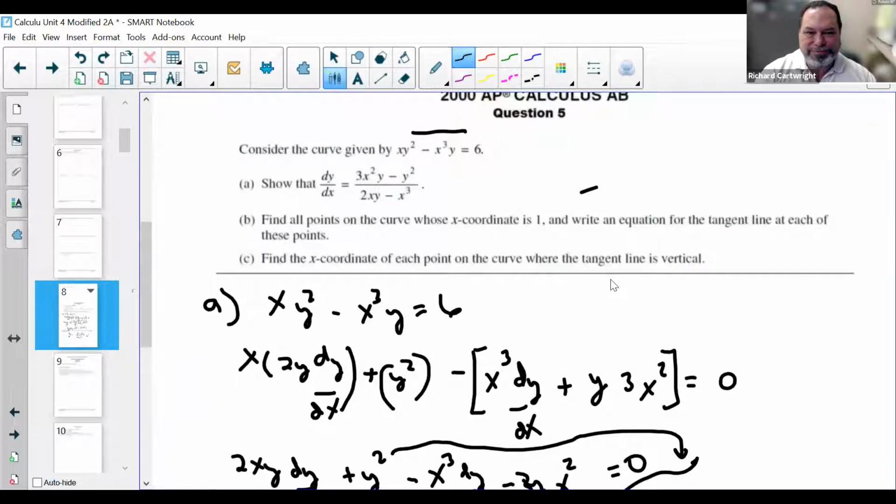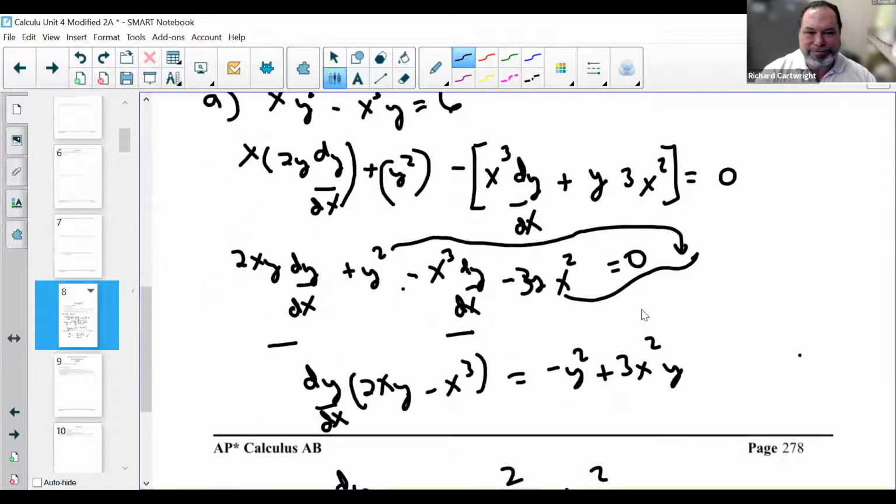Now B, find all points on the curve whose x coordinate is 1. So every point on the curve where x is 1, and write the equation of the tangent line for each of those points. So my guess is if I plug in 1 into the function, I may get more than one y value. I might, and I might not. I can't go to the right, it's not like my tablet, so I'm going to have to just write the equation down there again.